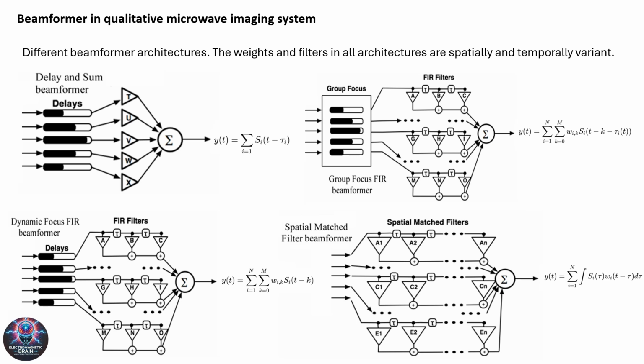Spatial matched filter beamformer method uses matched filters to align with the expected signal patterns from specific regions of the brain, maximizing sensitivity to specific targets. Matched filters are designed based on known characteristics of the tissue or anomalies, such as tumors or lesions. The matched filters are both spatially and temporally variant, as they need to adapt to the specific locations and conditions being imaged. The filters can change over time if the target signal characteristics evolve or if the focus shifts.